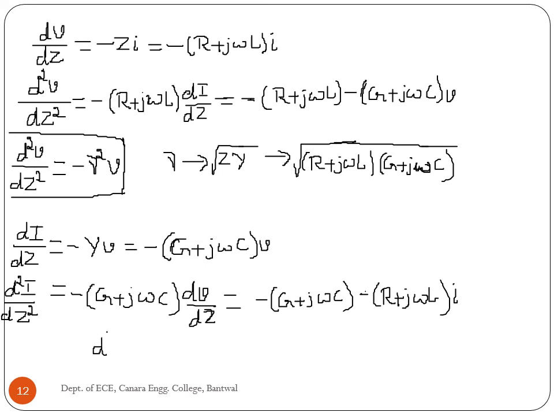So therefore d square I divided by dZ square is equal to gamma square into I. This is the other transmission line equation. Sorry, here that should be a plus, right? Minus of (R plus J omega L) into minus of (G plus J omega C) should be equal to plus gamma square.